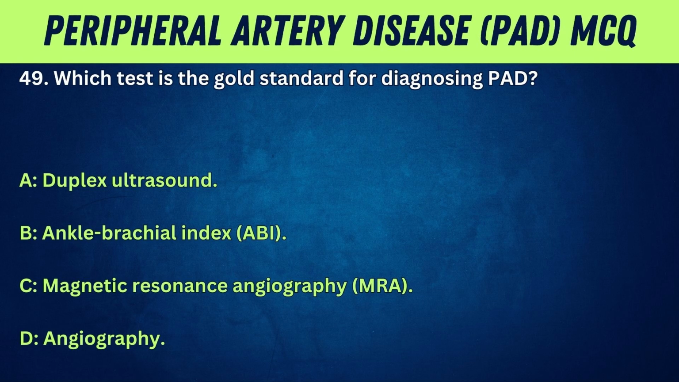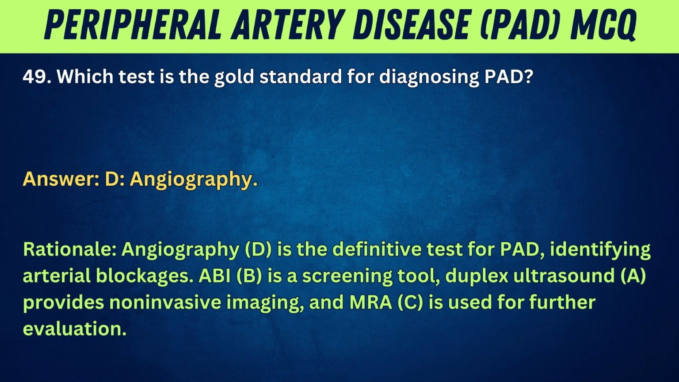49. Which test is the gold standard for diagnosing PAD? A. Duplex ultrasound. B. Ankle brachial index, ABI. C. Magnetic resonance angiography, MRA. D. Angiography. Answer: D. Angiography.